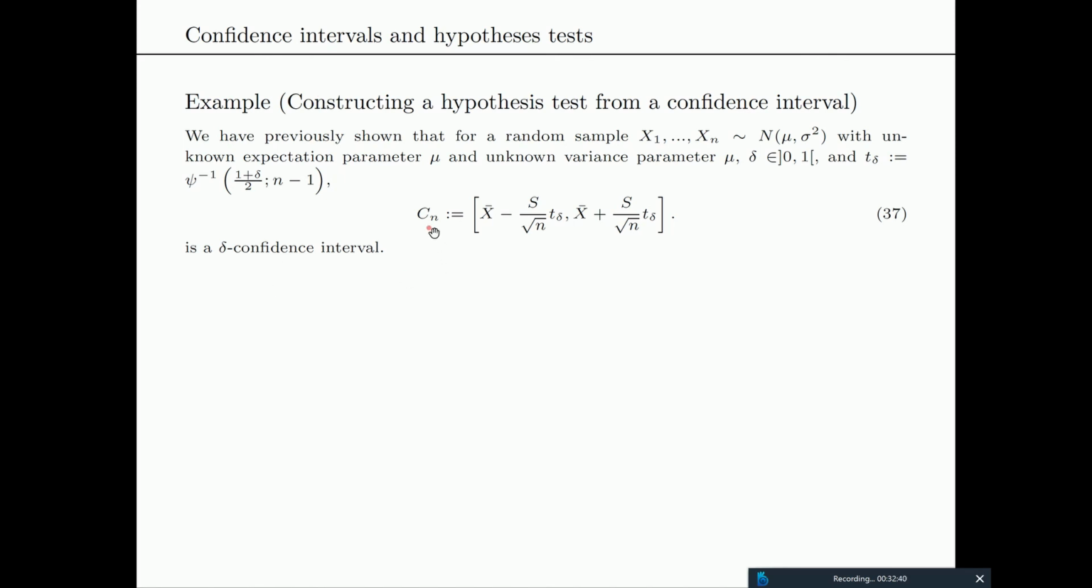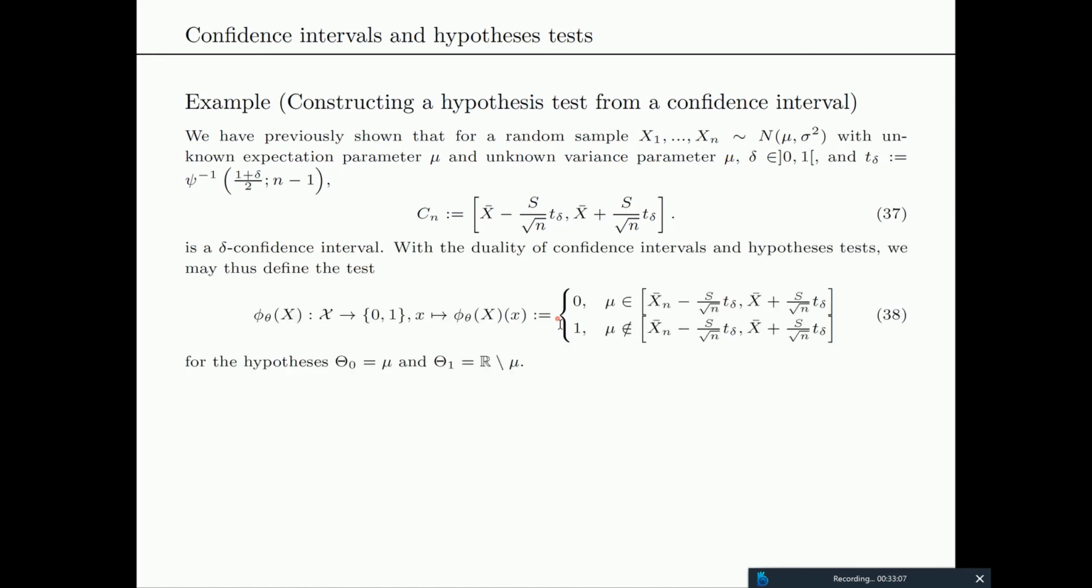And this goes back to what we did last week. So we have previously shown that for a normally distributed random sample with unknown expectation parameter mu and unknown variance parameter sigma square, typo mayhem today, a confidence interval is given by this. Yeah? So we've seen it last week, so I don't explain it anymore.